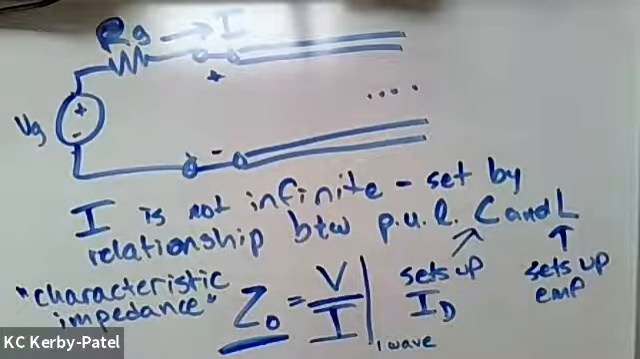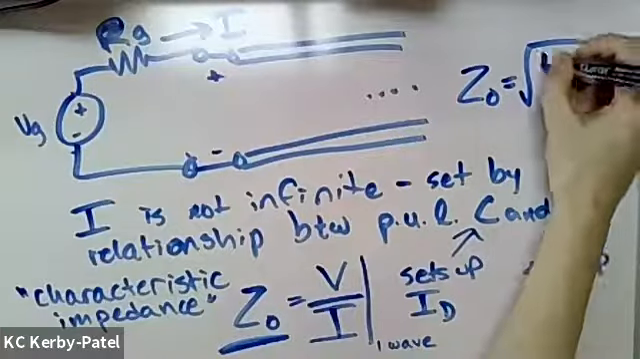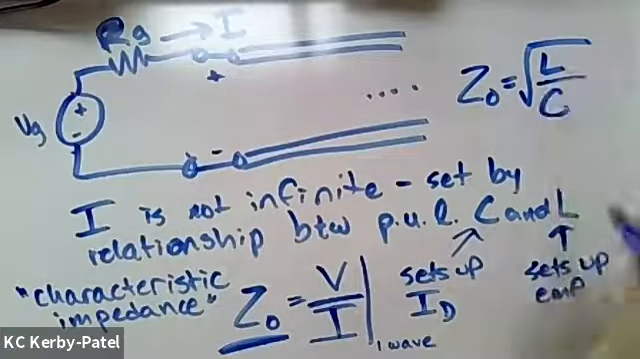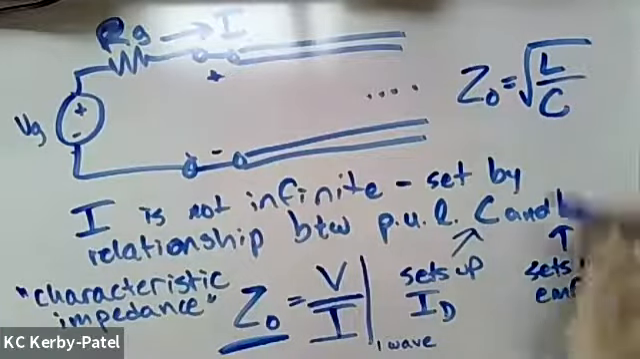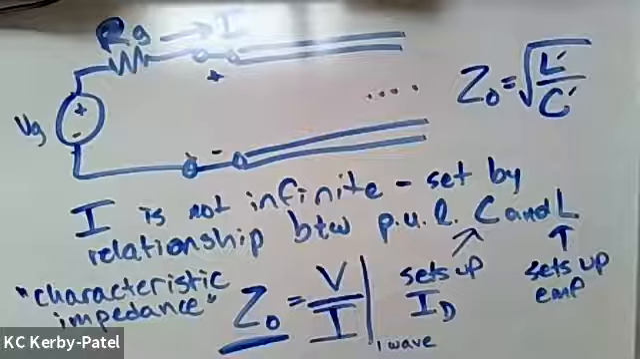And in fact, Z naught is equal to the square root of the inductance per unit length divided by the capacitance per unit length. Usually people put little primes on here to show that they are per unit length quantities instead of lumped quantities.